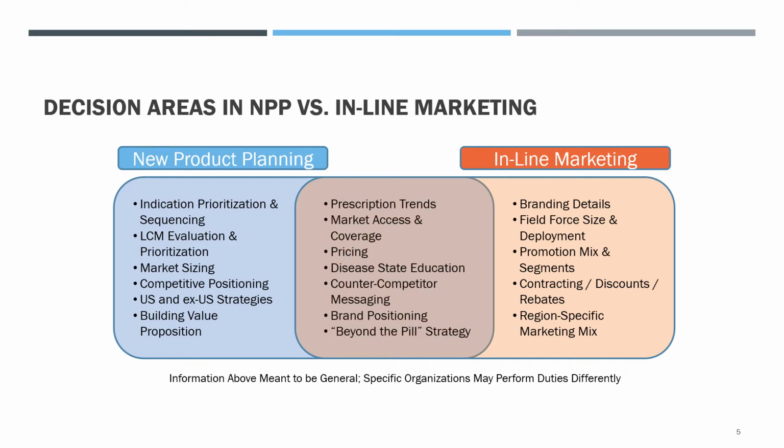Not surprisingly, there are decision areas that are sometimes common between the functions and can include understanding prescription trends, understanding market access and coverage as well as pricing, defining disease state education, developing counter-competitor messaging, defining brand positioning, and considering beyond-the-pill strategies. In the case of the common decision areas, each function may address these issues at different times in the drug development cycle.